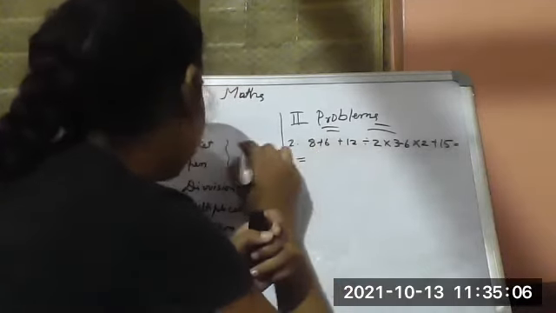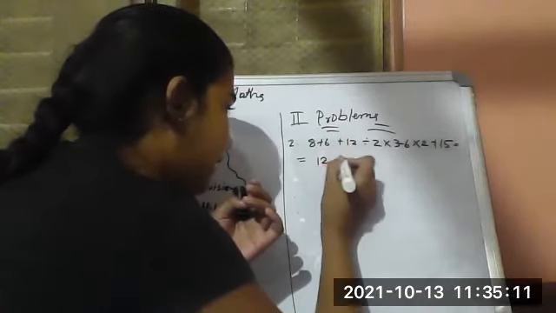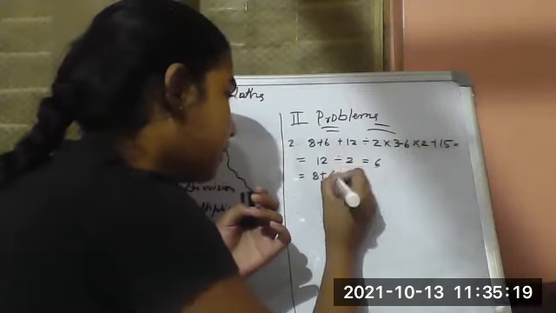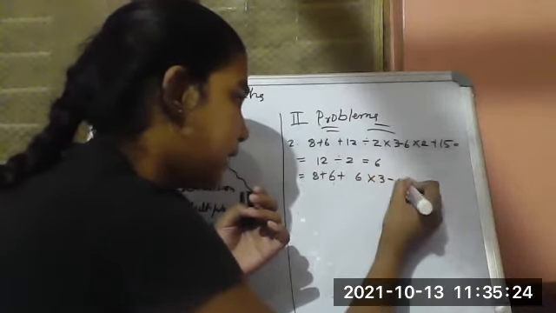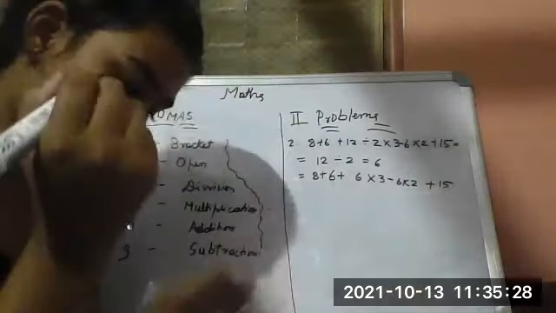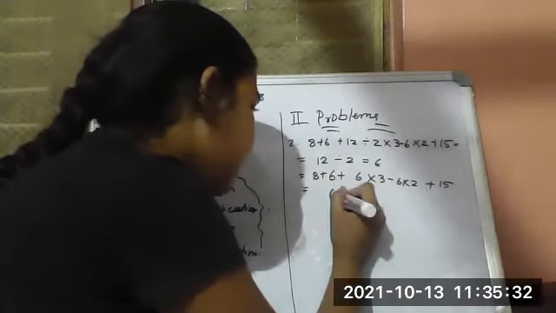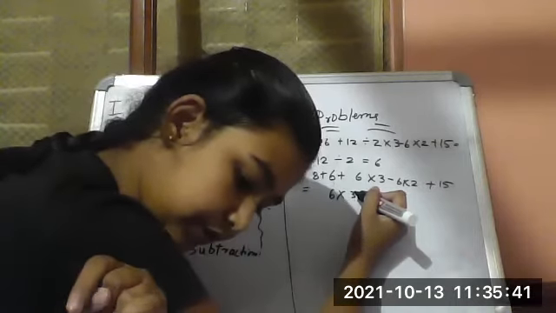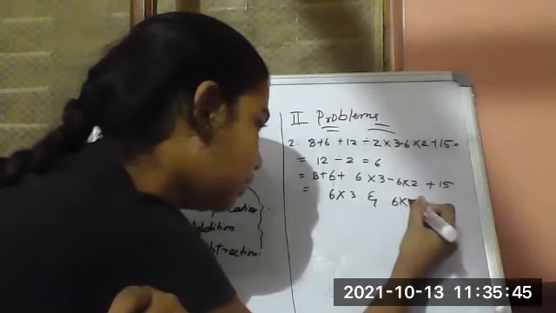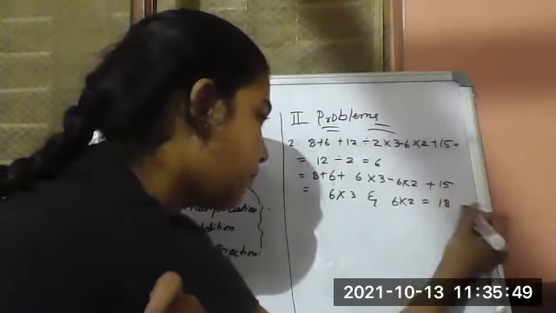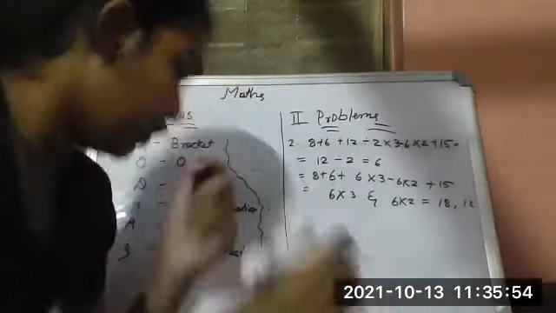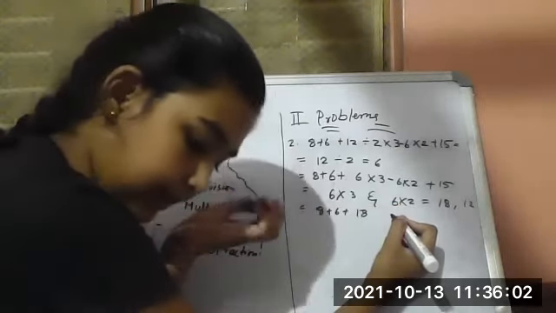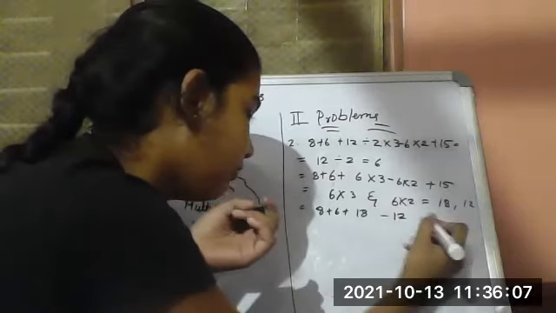First, we should do division, as bracket and open are not there in this equation. So I do 12 divided by 2, which will give me 6. So it will become 8 plus 6 plus 6 into 3 minus 6 into 2 plus 15. Now we will do 6 into 3 and 6 into 2, which gives 6 into 3, 18, and 6 into 2, that's 12. So now we have 8 plus 6 plus 18, and then minus 12 plus 15.